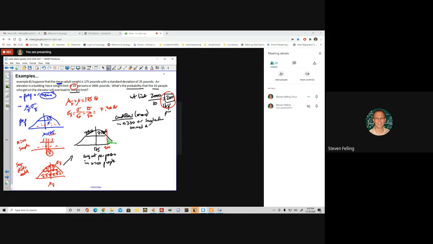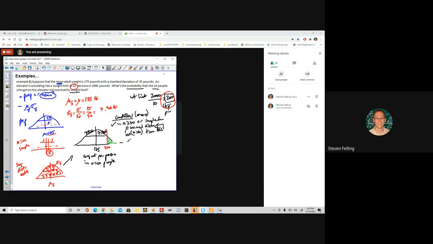Okay, so do we have n equals 30? No, this is not met because we only have a sample of 10. N is only 10, but we know that weights of people are usually normally distributed. That's a normal kind of thing, right? So we're going to assume this is true. This is true because we're sampling from a normal distribution. So that condition is met, not because the sample size is big enough, but because we know that weights of people tend to be normally distributed.